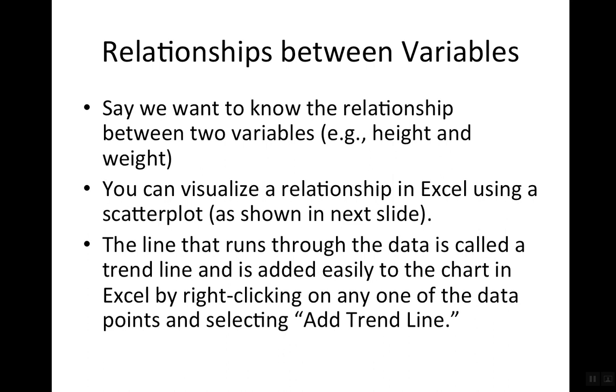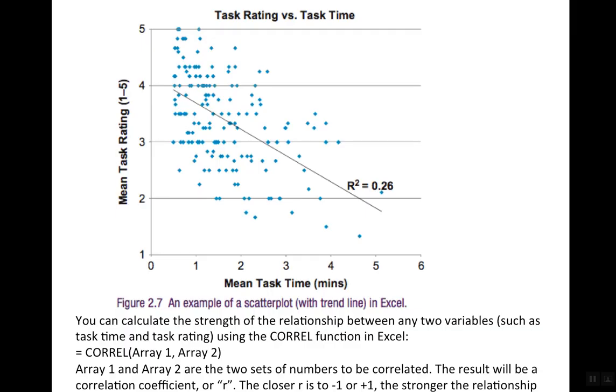And then the line that runs through the data is called a trend line in the scatter plot, and it can be added to the chart in Excel by right-clicking on any one of the data points and selecting Add Trend Line. So here's a scatter plot with a trend line, and there's a value here which says R squared equals 0.26, and this indicates the strength of the relationship.